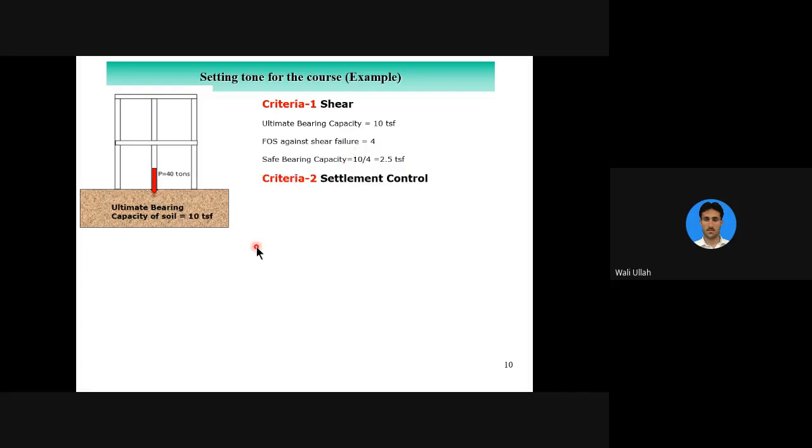Then we have settlement control criteria. Allowable pressure intensity for 1 inch settlement is 1.8 ton per square foot. This is an assumed value, just for example, right? For this example, it means that if you apply a pressure of 1.8 ton per square foot on the soil, the foundation would settle by 1 inch.